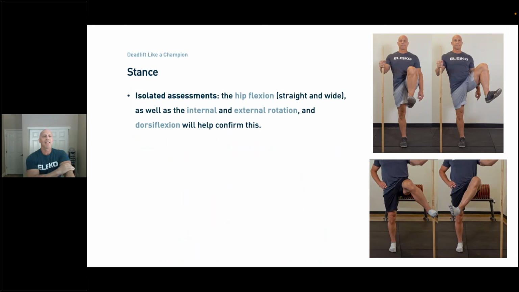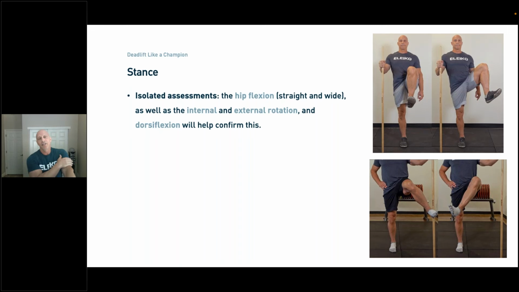From an isolated standpoint, we can look at hip flexion, both straight and then from more of a wide position, as you see in those two pictures. So we have the hip externally rotated and we have it in more of a neutral position, as well as the internal and external rotation, which are the lower ones. The lower left is internal rotation, the lower right is external rotation. Those will give us an indication of how that hip moves and where it is going to be more comfortable. Dorsiflexion will also play into that.